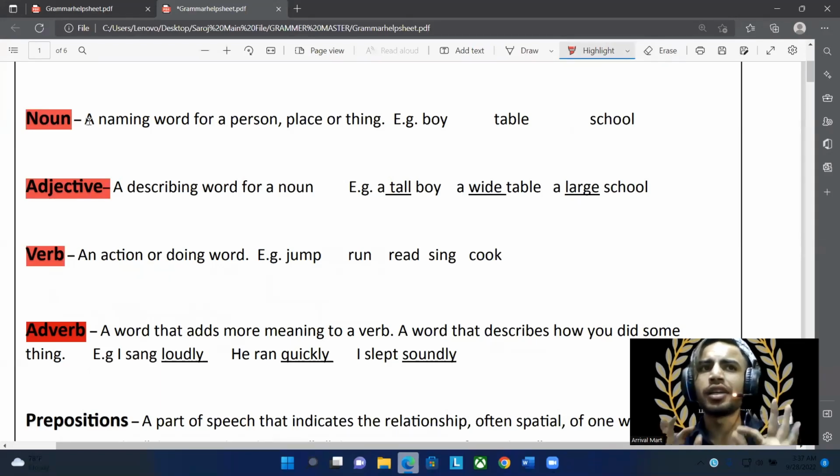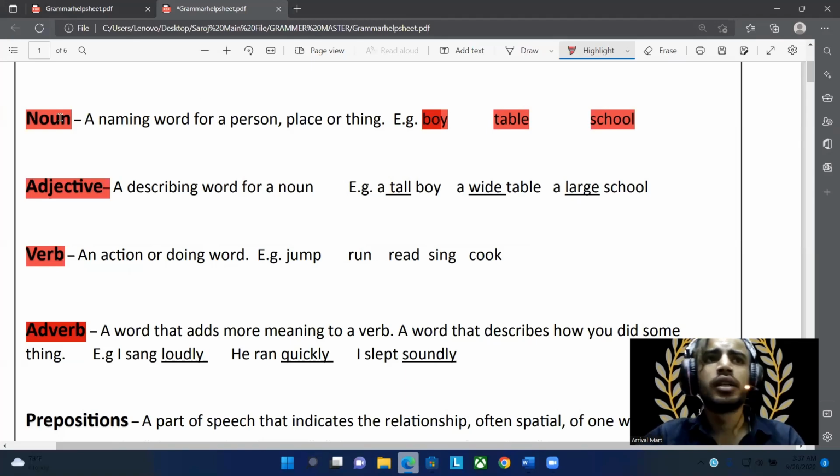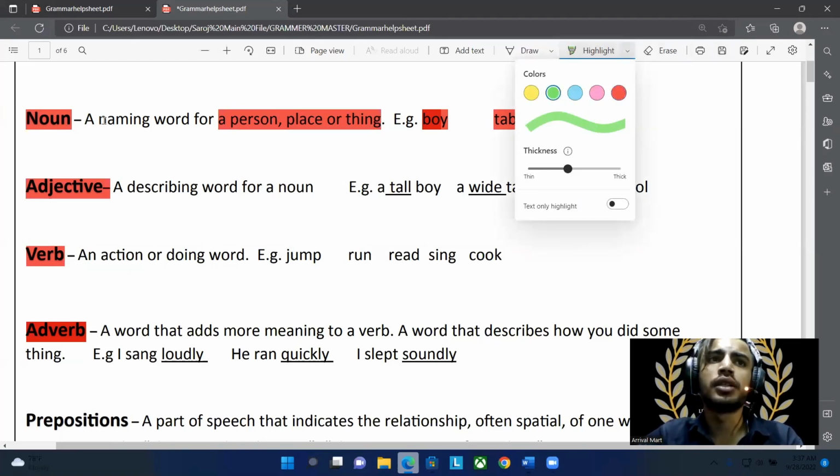Let's see, I can say a boy, an elephant, a school, a table. What is this? A naming word for a person, place, or thing. You can say a noun is a naming word for a person, place, or thing.